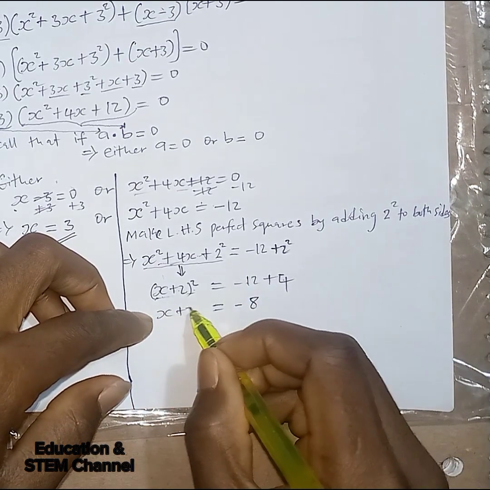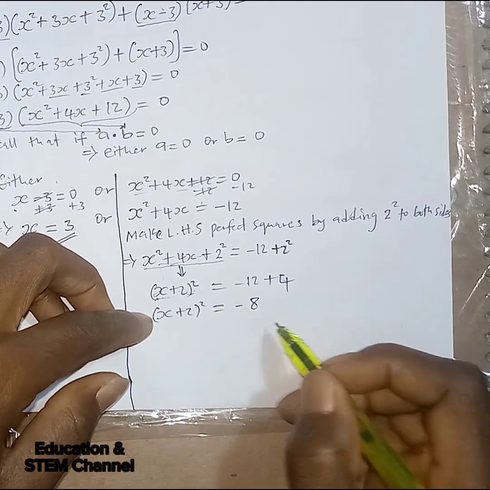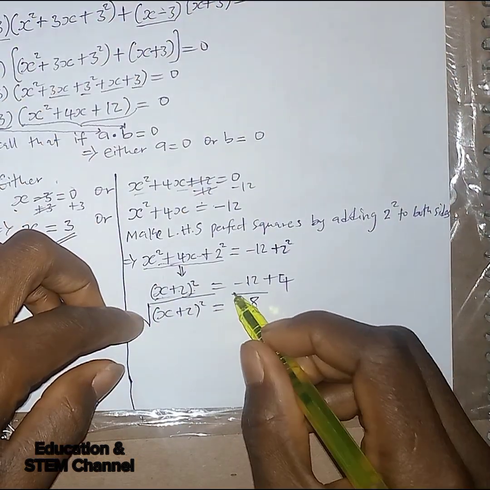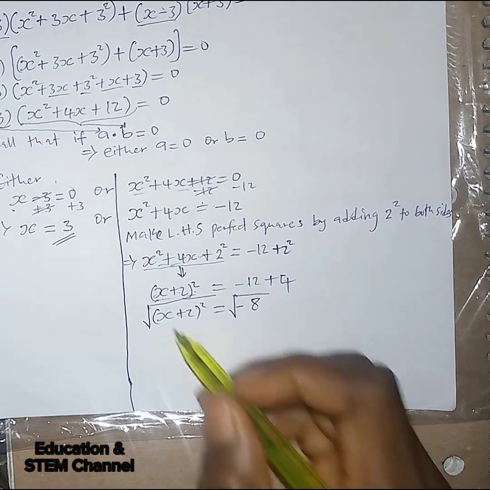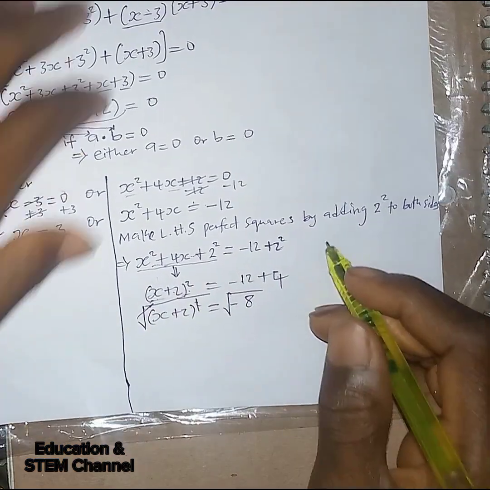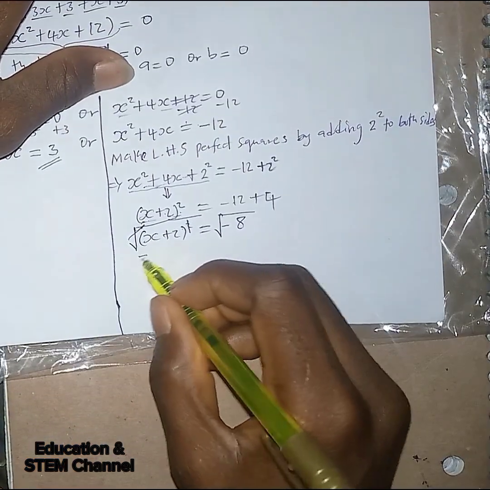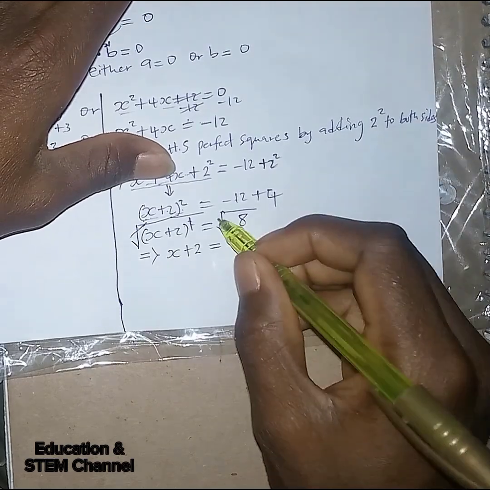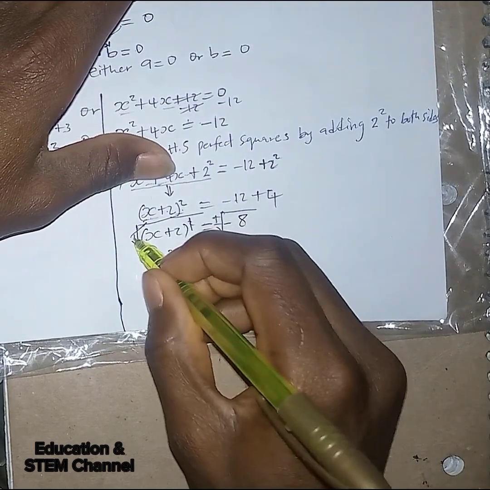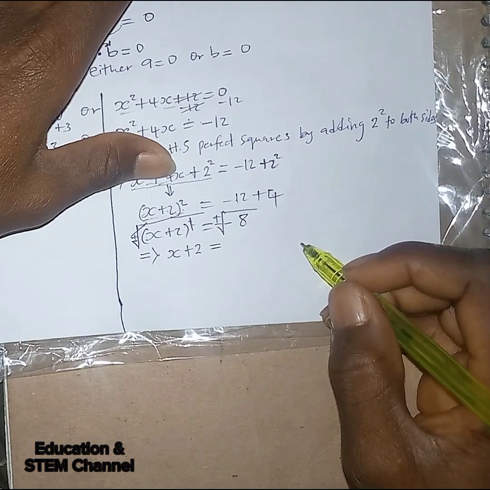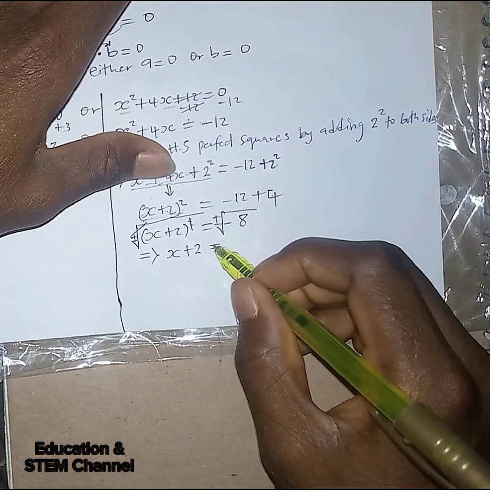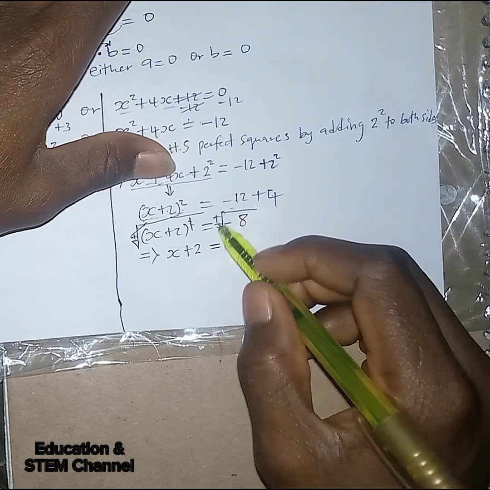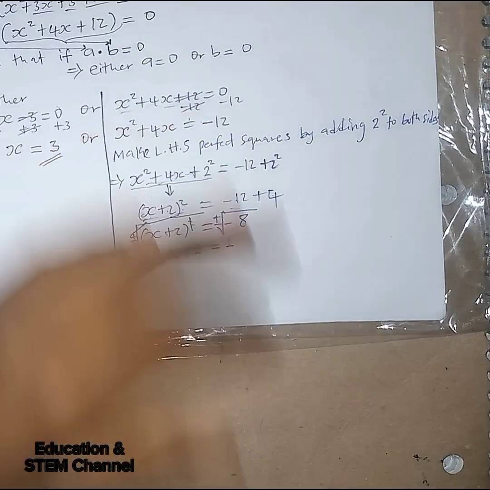Negative 12 plus 4 gives negative 8. Now when you take the square root of both sides, the square on the left hand side cancels immediately, because square root cancels square. Now we have x plus 2 equals, and take note, whenever you take the square root of anything, you have 2 values, plus or minus. So immediately we introduce the square root, plus or minus was introduced. Now we have plus or minus.